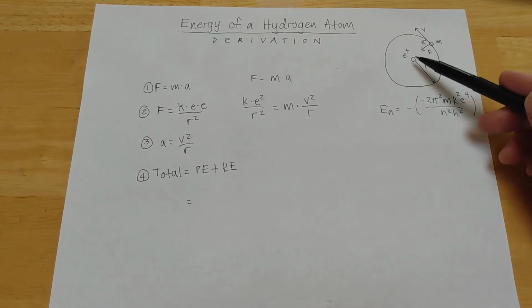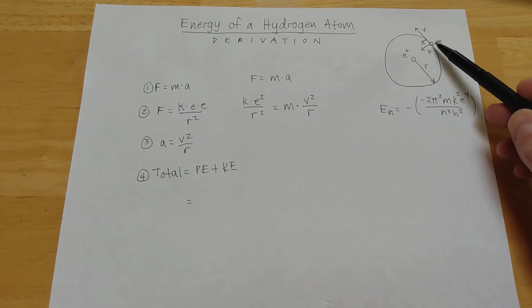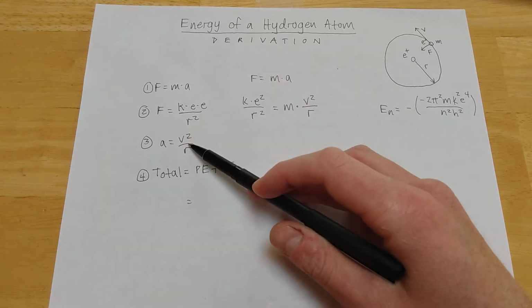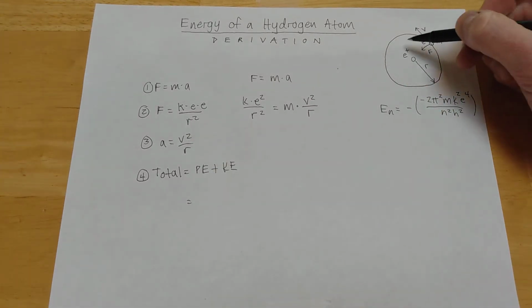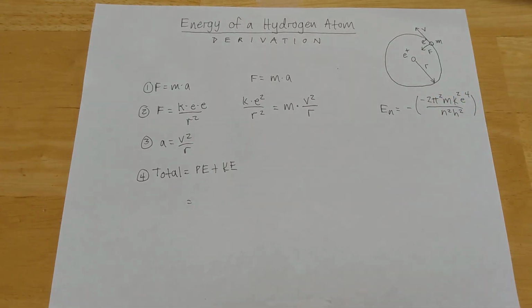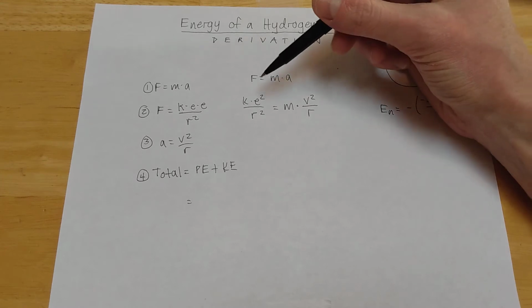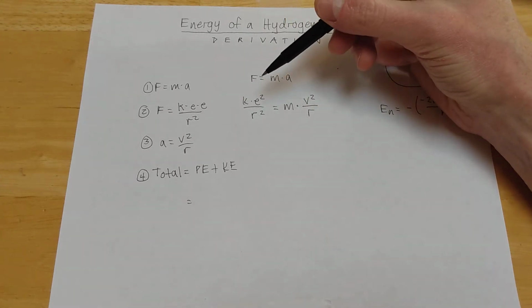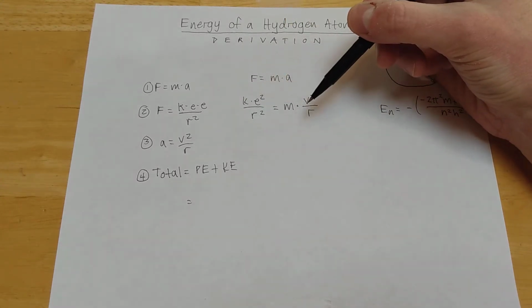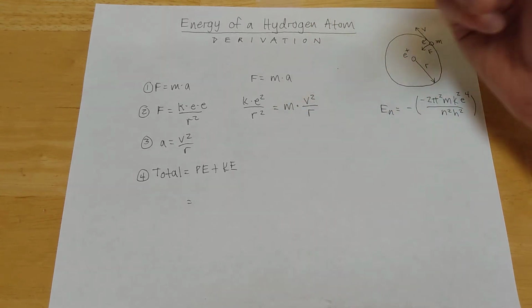Since we know we have the electrostatic force of the electron and the proton, and we have centripetal acceleration as the electron seems to be orbiting in a circular motion, and by using Newton's second law and replacing F with Coulomb's law and a with centripetal acceleration, we get to this point, which we're going to come back to in just a moment.